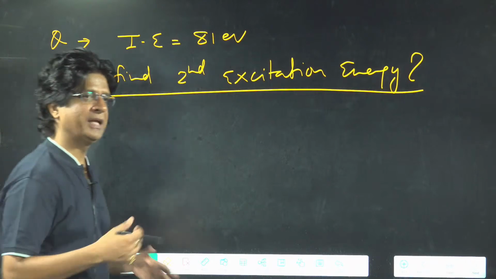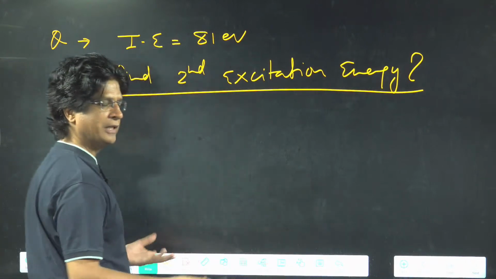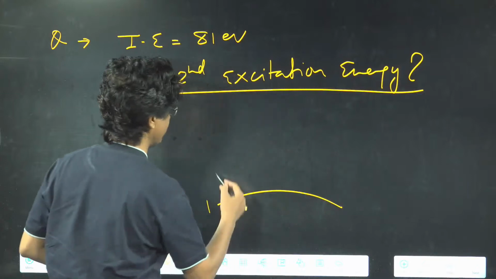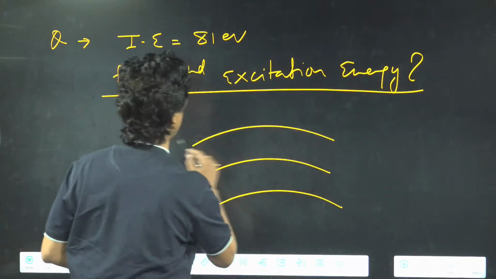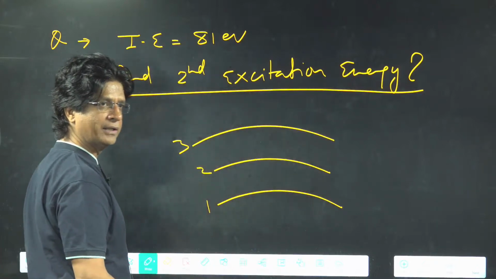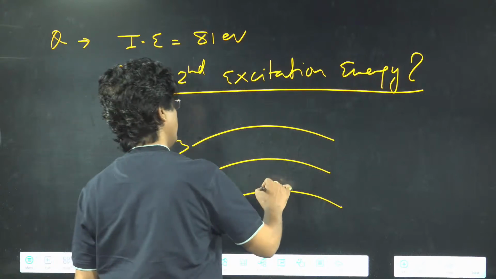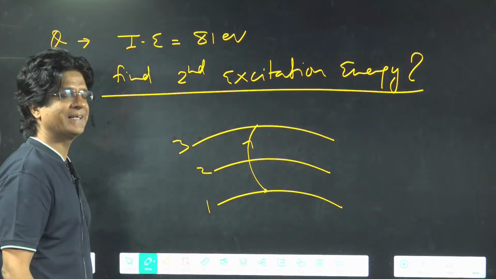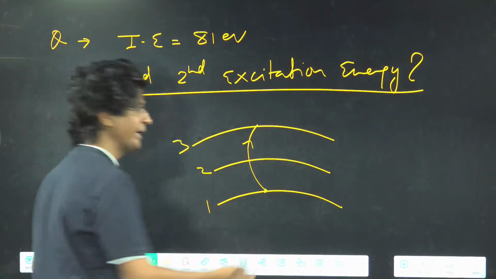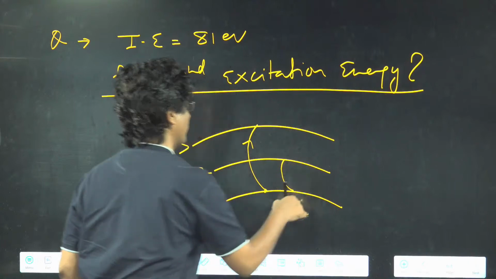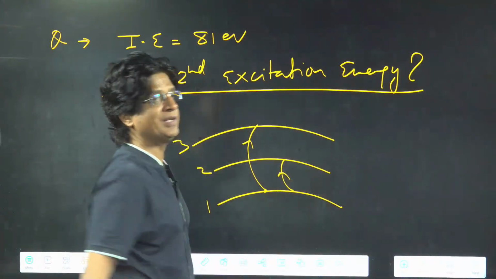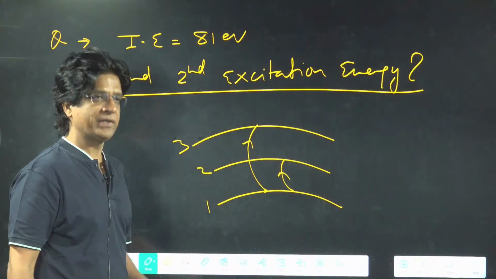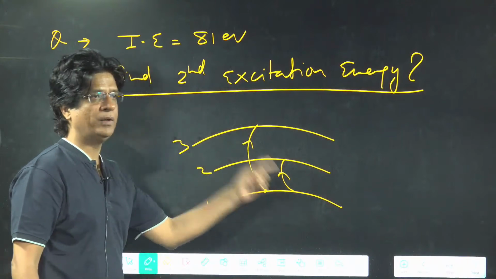If somehow you people have missed what is second excitation energy, let me tell you. This is orbit number 1, this is orbit number 2, this is orbit number 3. The energy required to move electron from orbit number 1 to orbit number 3 is called second excitation energy. The energy required to move electron from orbit number 1 to orbit number 2 is called first excitation energy. For excitation energy, we have to move from orbit number 1.